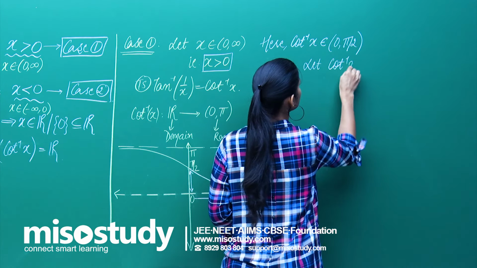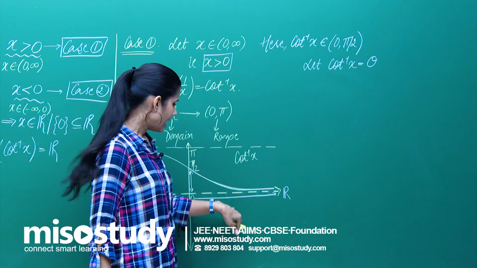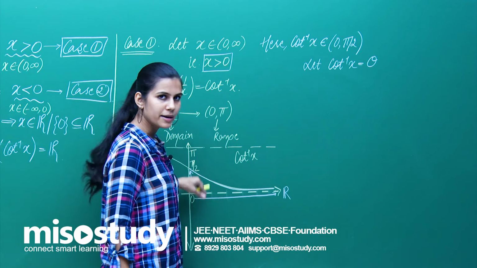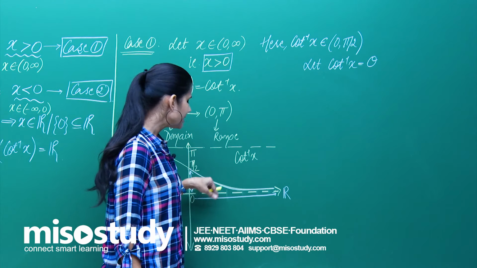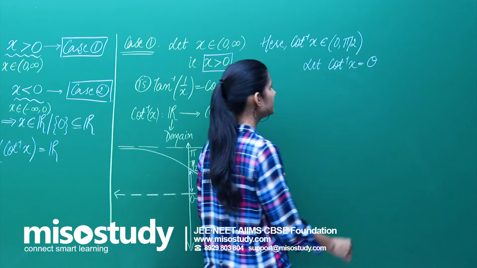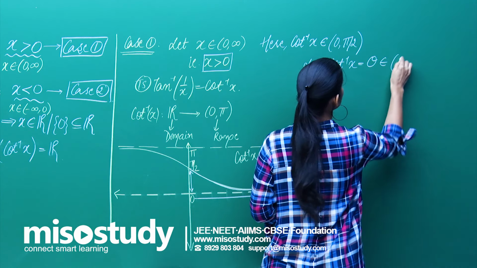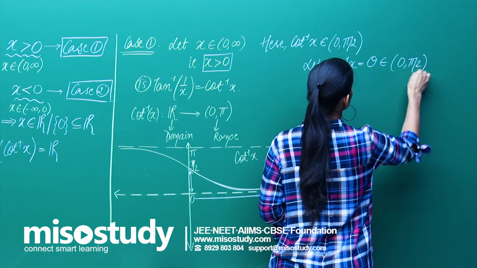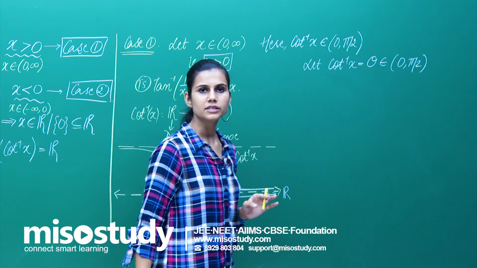Suppose corresponding to this x, the answer that is produced somewhere in the open interval 0 to pi by 2 is theta. The name of that answer is theta, that angle is theta. Then clearly that theta is in 0 to pi by 2. That's what we've written, the value of cot inverse x.